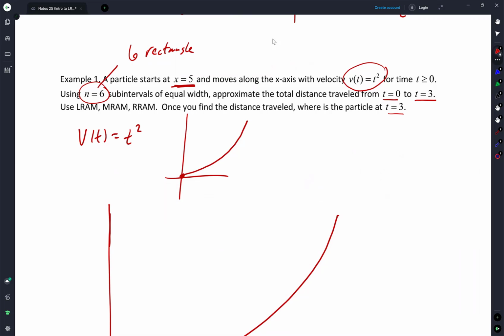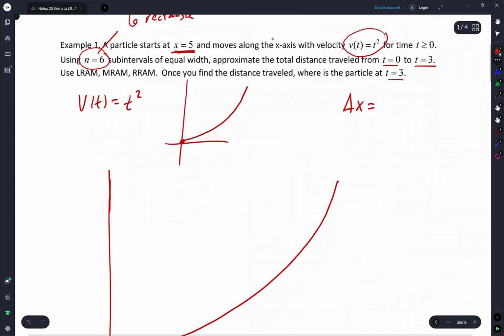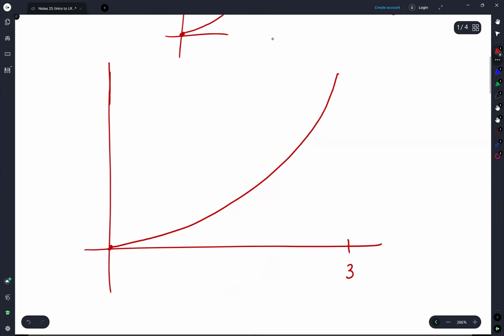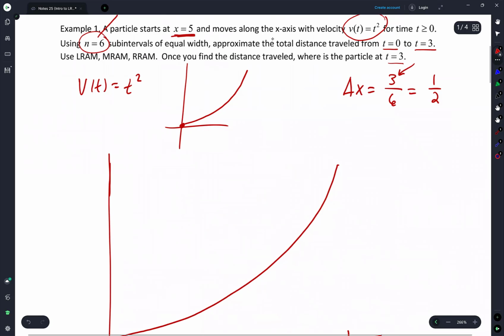Now each rectangle is going to be equal width, correct? So how many rectangles do I have again? So if I want to know the equal width, your delta x, I'm going to go between 0 and 3. So I'm going to go 3/6. So my delta x is going to be a half. See this 3? That 3 is from 0 to 3, right? And then I need how many rectangles? 6 of them. So 3 divided by 6 is half. So each rectangle is going to have a width of how much? Half. Does that make sense, guys?